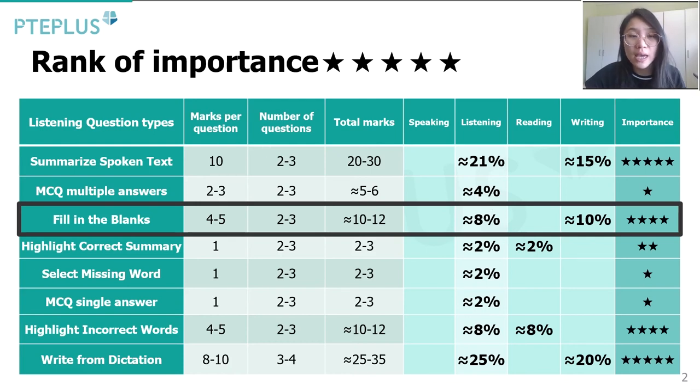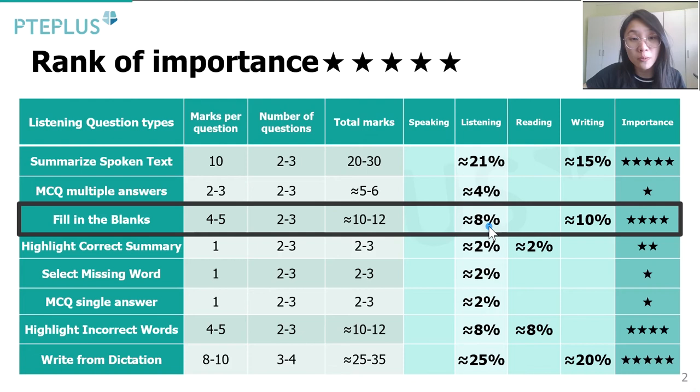Because over here, every single question has a different weight and a different amount of contribution. And now fill in the blanks is actually one of the top 4 question types that play a significant role when it comes to contributing to your listening score and also to your writing score. All right, so this question alone has a total of 10 to 12 marks, roughly, okay, and contributes to about 8% of your listening score, and at the same time about 10% to your writing score. So as you can see, relative to the other question types, it is one of the top 4.